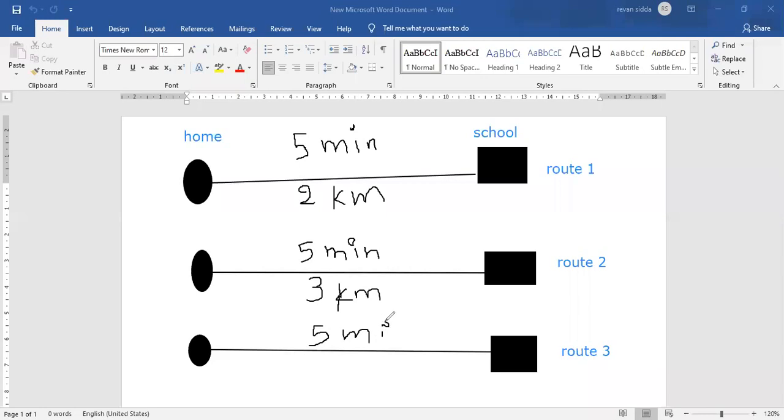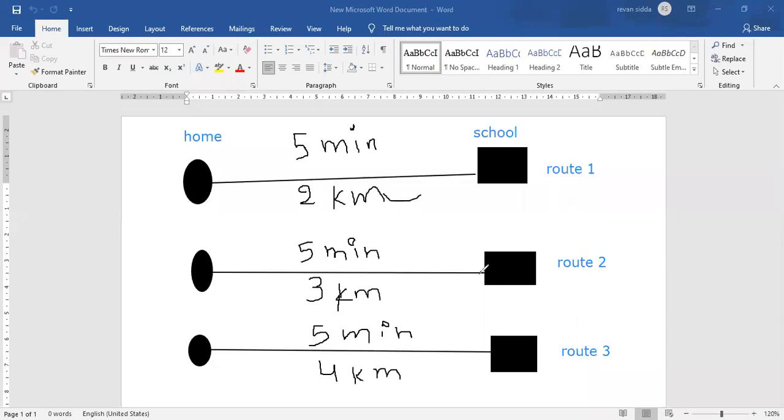So how much time have you taken? You have taken 5 minutes to reach from home to school, and the distance is 2 kilometers, right? Your brother has taken the same time, 5 minutes, to reach from home to school, and the distance is 3 kilometers. The distance has changed. Why has it changed?